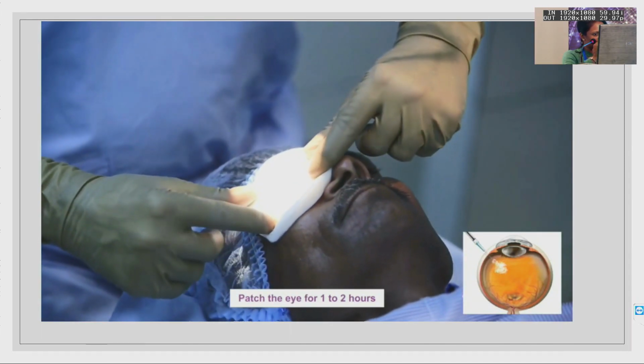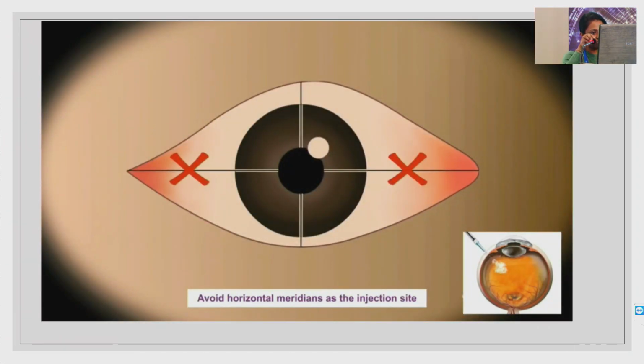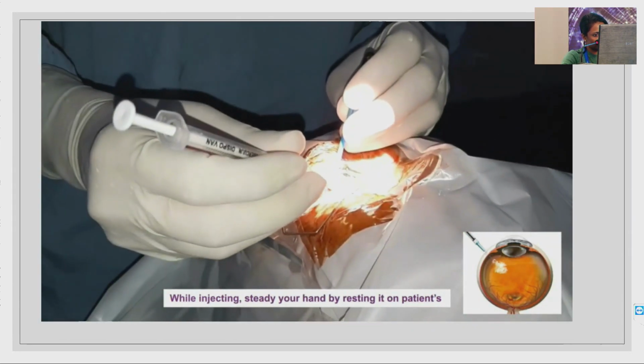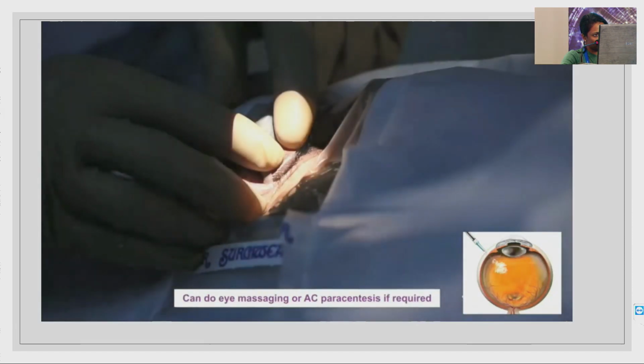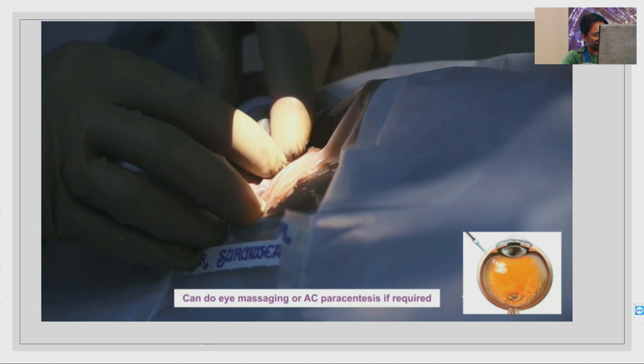Patch the eye for 1 to 2 hours. There is no need for prolonged patching. Avoid horizontal meridians at the injection site. While injecting, steady your hand by resting it on the patient's forehead or cheek. Can do eye massaging or AC paracentesis if required.